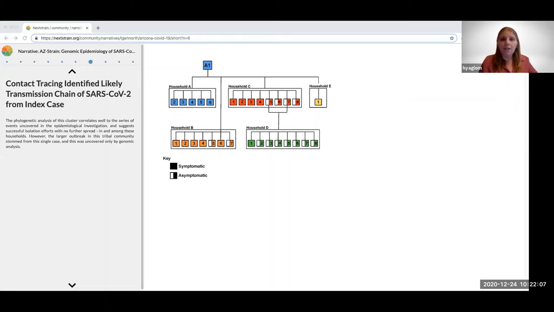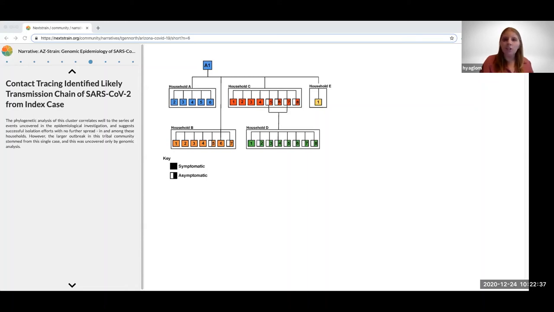The phylogenetic analysis of this cluster correlates well with the series of events uncovered in the epidemiologic investigation I just presented. Although isolation efforts were successful in limiting spread within and among these households, our genomic analysis also revealed that the initial case gave rise to a larger outbreak in the tribal community. This indicates that despite rapid, efficient contact tracing and isolation directives from public health officials, community transmission was not stopped.